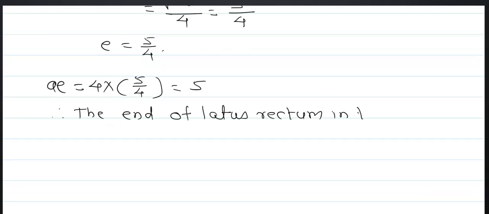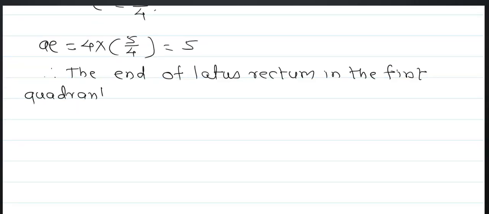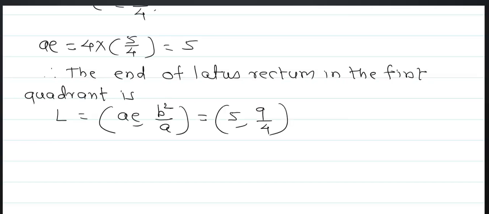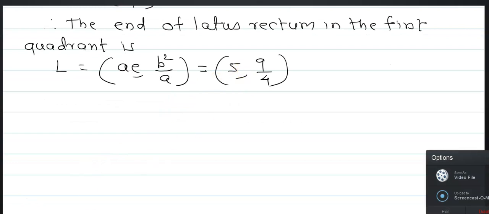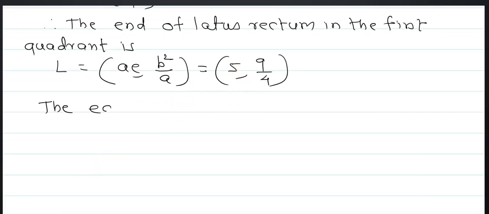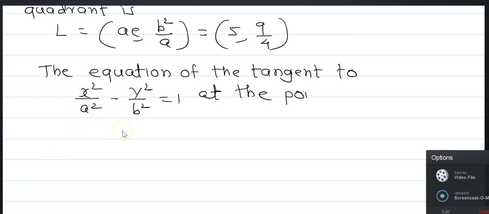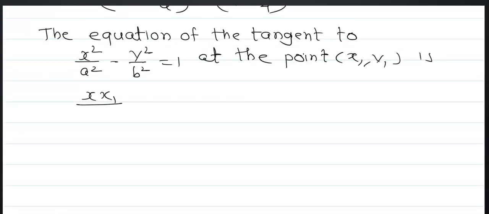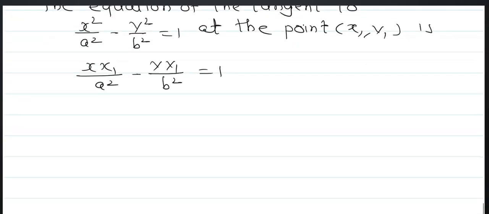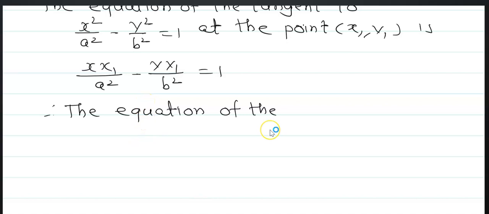The end of the latus rectum, that is the endpoints in the first quadrant, is (ae, b²/a), that is (5, 9/4). Therefore, the equation of the tangent to the hyperbola x²/a² minus y²/b² is equal to 1 at the point (x1, y1) is x·x1/a² minus y·y1/b² is equal to 1. Now substitute the values.